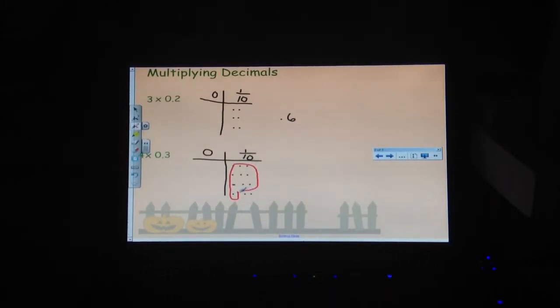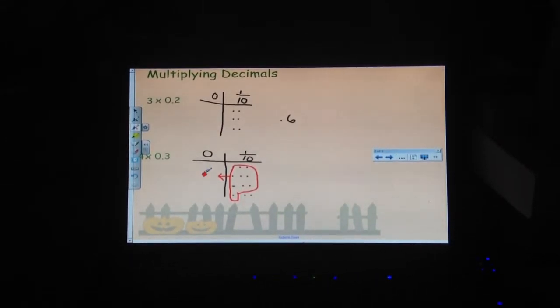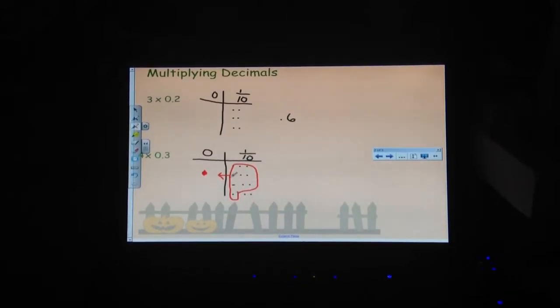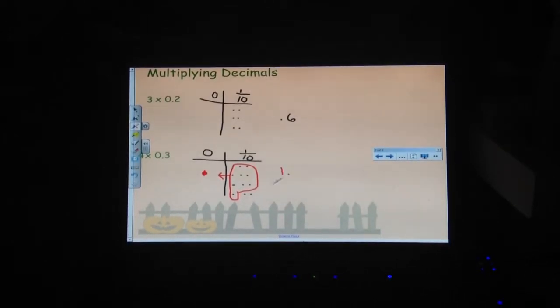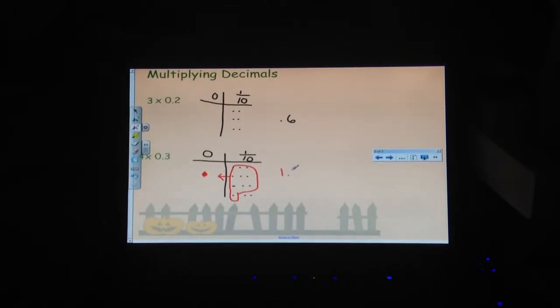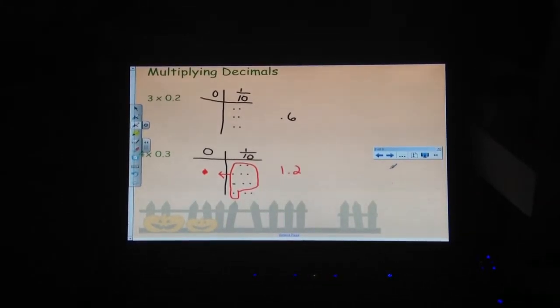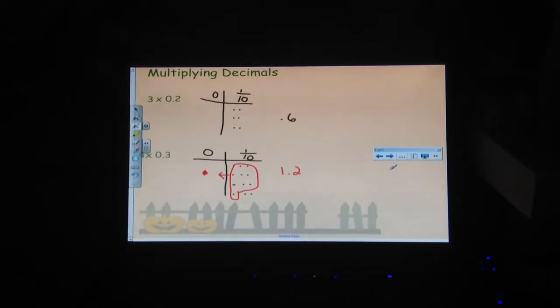So what I want to do is take my 10 and move that over into the ones place, because I know that when I have 10 tenths, that's the same thing as 1 whole. So now my answer becomes 1 whole and 2 tenths. That's what it looks like on the place value chart. We're going to look at a different model next.